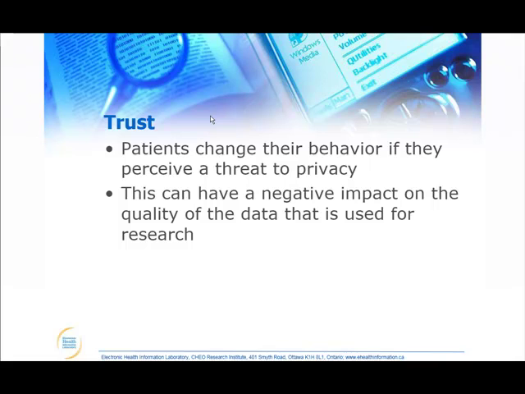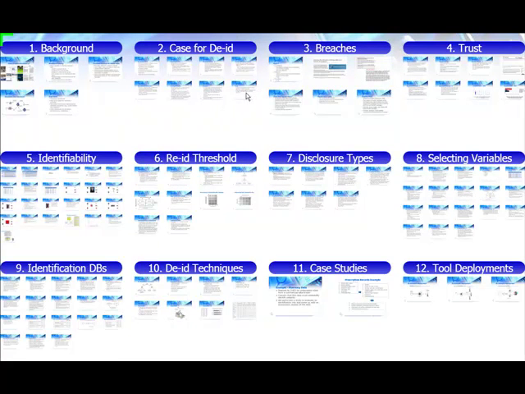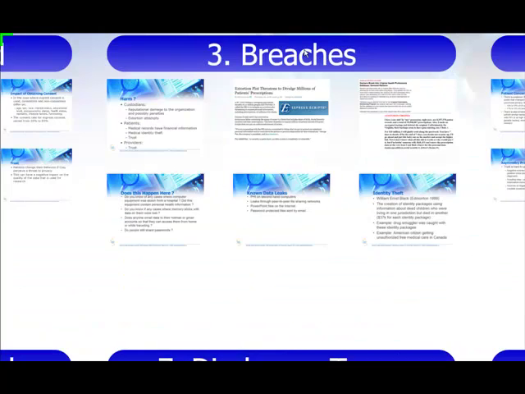If you have data where 20% of the patients have been lying, for example, you're not going to have very good data. So it has an impact on quality of data as well as the well-being of the patients, if you're using the data for research or some other purpose. Okay, so now I'll just dig a little bit deeper into breaches.